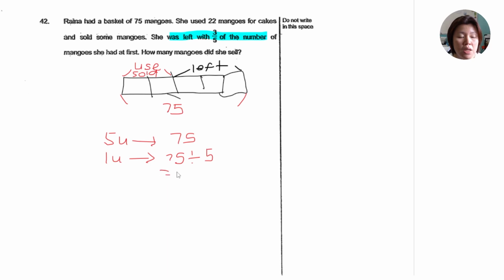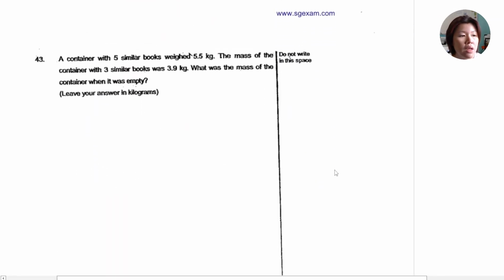We are left with 15. So how much is sold? Since used and sold is 2 units, we can find 2 units is 15 times 2 equals 30. And since used is 22, we take 30 minus 22, and 8 is sold. Okay, so let's move on.